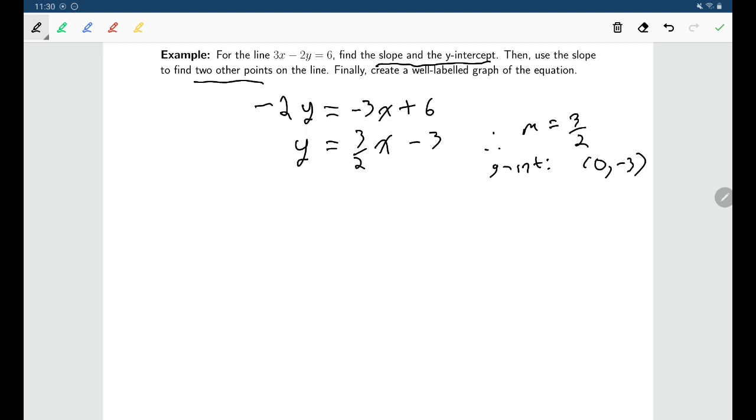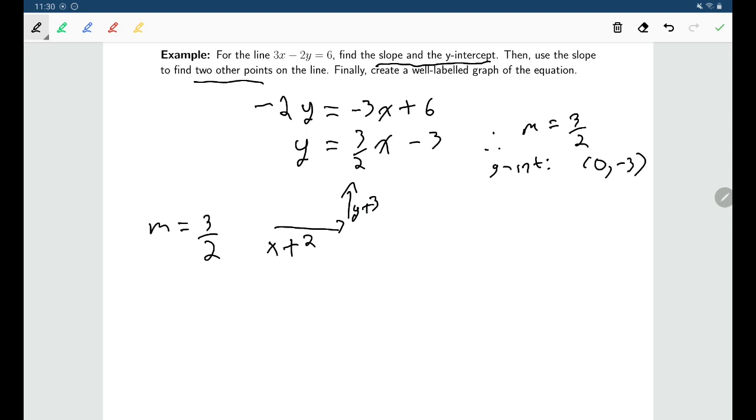Now, as far as finding 2 other points on the line, this comes back to us thinking about what our slope means. A slope of 3/2 means that we're going to be going to the right by 2 and then going up by 3. And if we're thinking about what that means as far as x's and y's, left and right, those are the x values. If you're going right by 2, then you're taking whatever the x value is from the point that you're starting at, and you're adding 2 to it. Vertically, those are y values. If you're going up by 3, you are taking the y value that you had and increasing it by 3.